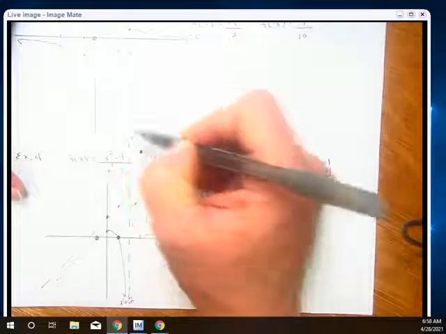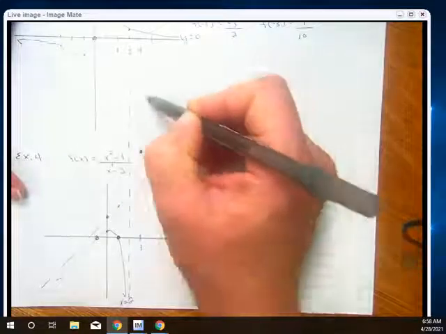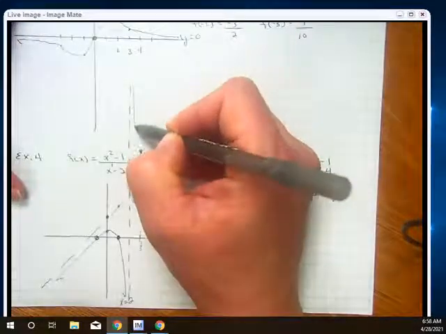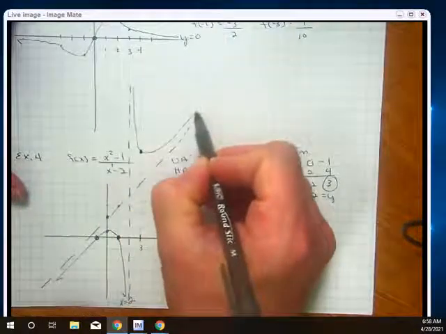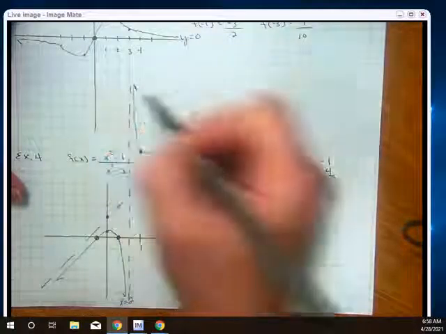If I extend my dotted lines out, I'm going to use those as guides going through my point, turning and going back up.